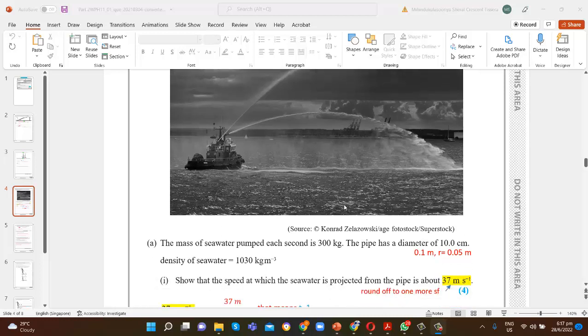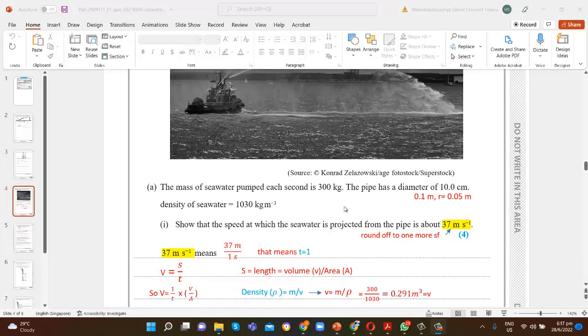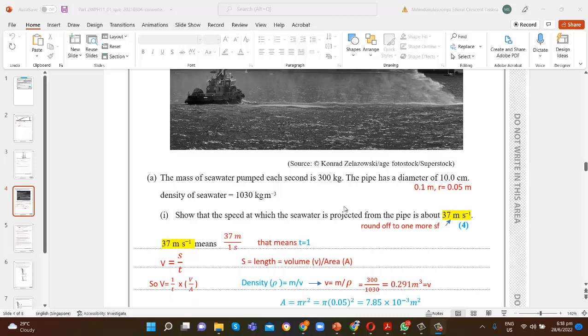A, the mass of the seawater pumped each second is 300 kilograms. The pipe has a diameter of 10 centimeters. Density of seawater is 1030 kilograms per meter cubed. As soon as you see centimeters, you have to turn into meters. And when you see diameter, that is for you to get the radius. So then and there, you work it out and write it down on the paper. Show that the speed at which the seawater is projected from the pipe is about 37 meters per second. Round off to one more significant figure.